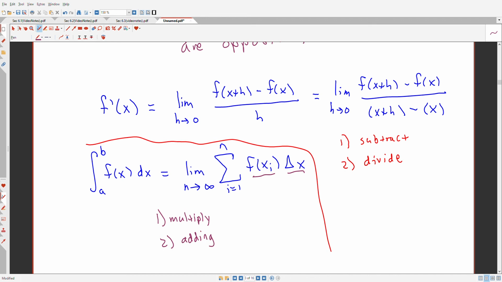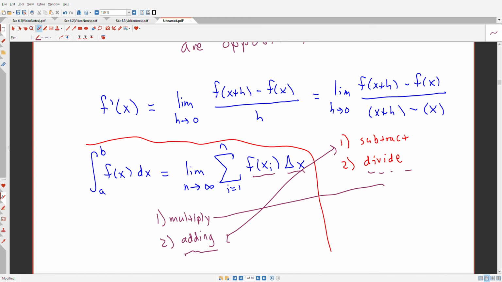It's true in both, but ignoring the limit for both of these, look at these processes. What is the opposite of adding? The opposite of adding is, of course, subtracting. And what's the opposite of dividing? The opposite of dividing is multiplying. Taking a derivative is made up of 3 things: subtracting, dividing, taking a limit. Taking an integral, computing some signed area, is made up of 3 things: multiplying, adding, taking a limit.